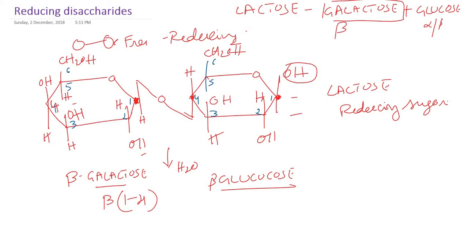Now I will explain non-reducing sugar. A non-reducing sugar example you already know, sucrose. Sucrose is nothing but table sugar present in the fruits, okay, table sugar or sugar cane. It is made up of glucose and fructose, okay.